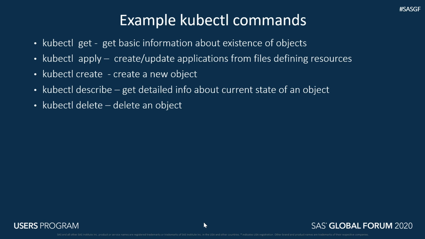Kubectl create, similar idea. Typically, though, you're not using a YAML file for that. You would be using create with a type of object, for example create an NS, a namespace called foo, kind of a short method of that. Kubectl describe to get detailed information about the current state of an object, or kubectl delete to delete an object out there.